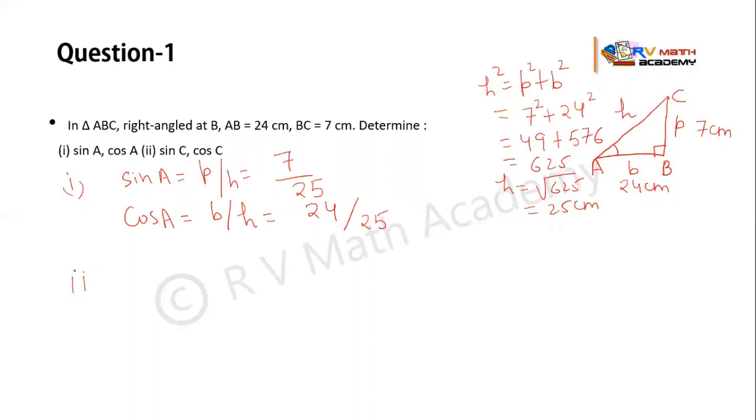Now for the second part, again we will draw a right angle triangle. Now we have given AB as 24 centimeter. We have given BC as 7 centimeter, and my AC, that is hypotenuse, is coming 25 centimeter. Now this time we will just consider this angle C. Now the side just opposite to this angle is perpendicular. So my perpendicular is nothing but AB, and my base is BC, and which is 7 centimeter here.